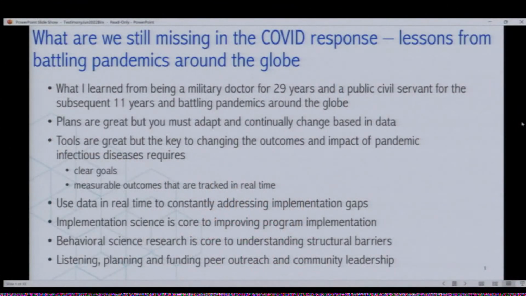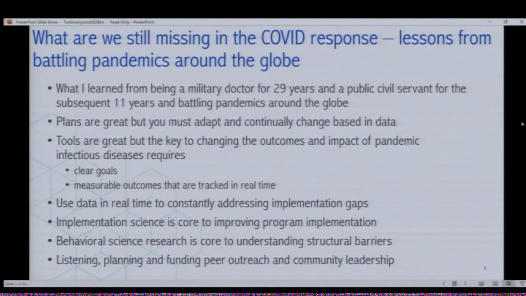What I learned as a military doctor and a public servant in working on pandemics around the globe, that as an American response really required bipartisan support. PEPFAR had bipartisan support across presidents and across these committees, ensuring funding over years, and that's how you have an impact. You have an impact when our two sides of the aisle work together effectively to make change.